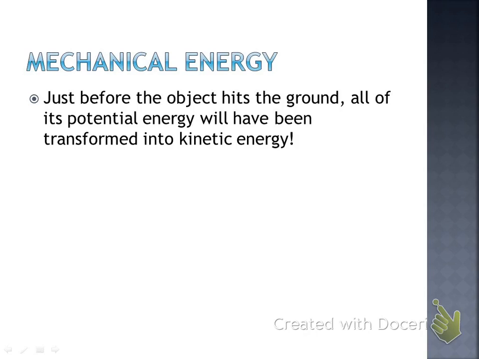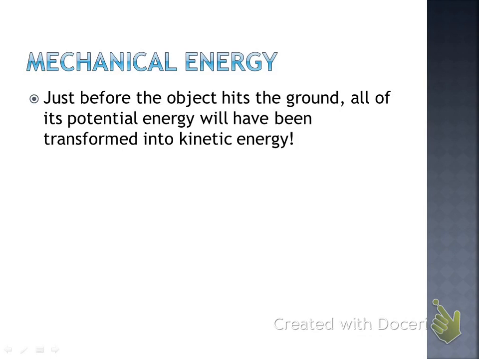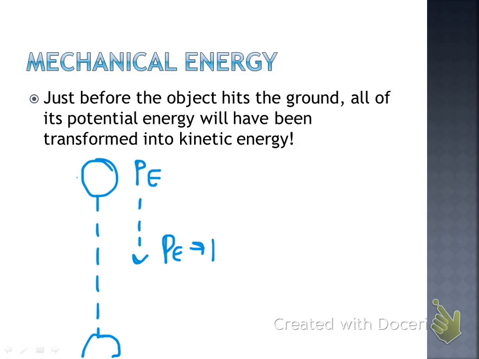Okay, just before an object hits the ground, all of its potential energy will have been transformed into kinetic energy. So as I look at an object that's falling through the air, okay, so if I start an object up top and it starts to fall through the air, at the top, at the very, very peak, it's got all potential energy. As it starts to fall, we make a switch from potential to kinetic. Might be about half and half, might not be about half and half.